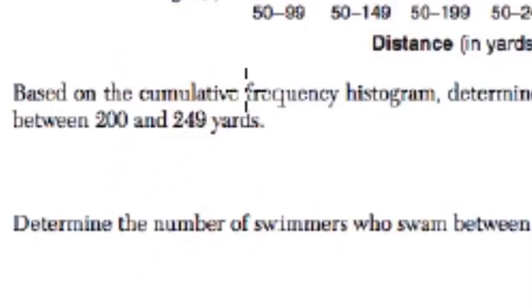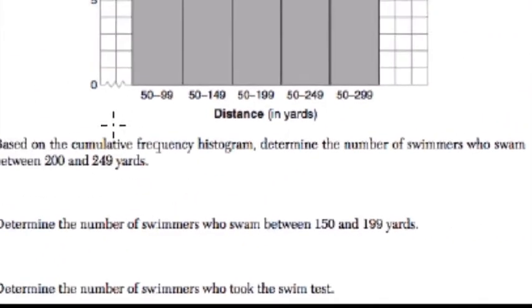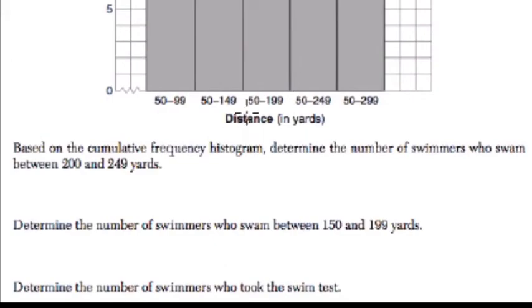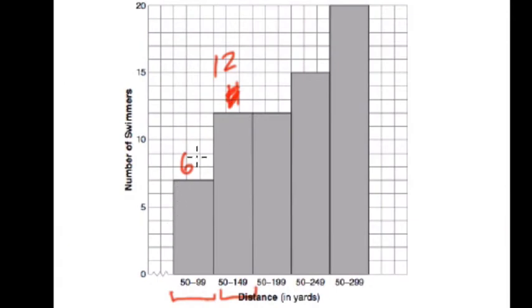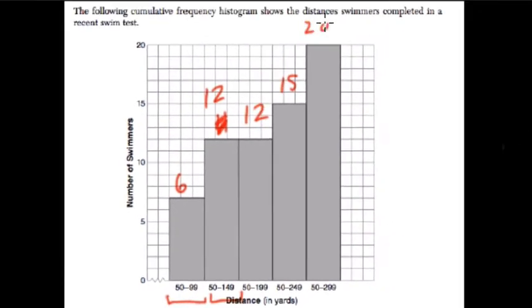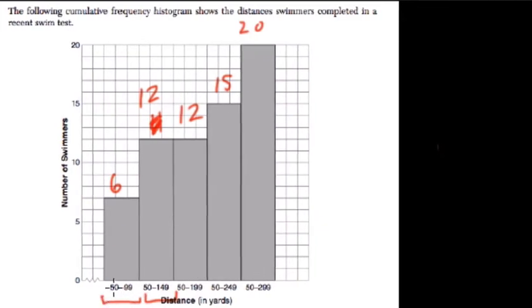Here, based on the cumulative frequency histogram, determine the number of swimmers who swam between 200 and 249 yards. We're going to label the heights of each bar. First we're at 6, then we're at 12, we stay at 12, go up to 15, and then finally 20. So in each of these intervals, this is cumulative, so we're just piling on more and more people in each interval. So the first interval is 50 to 99.